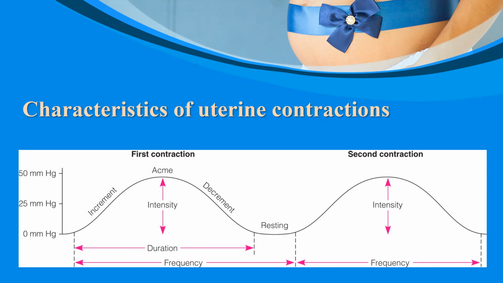Normal resting pressure in the uterus between contractions averages about 10 to 12 millimeters of mercury. During acme, or the peak of the contraction, the intensity ranges from 25 to 40 millimeters of mercury in early labor, 50 to 70 millimeters of mercury in active labor, and 70 to 90 millimeters of mercury during transition, 70 to 100 millimeters of mercury while the woman is pushing.